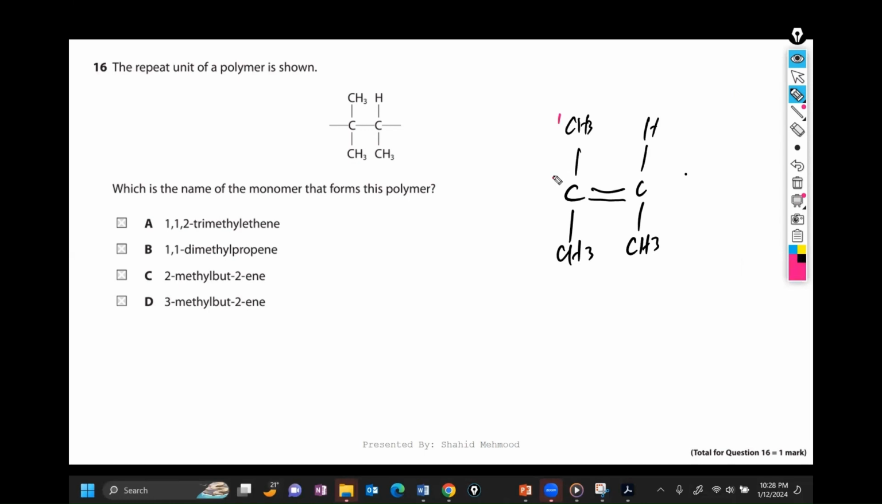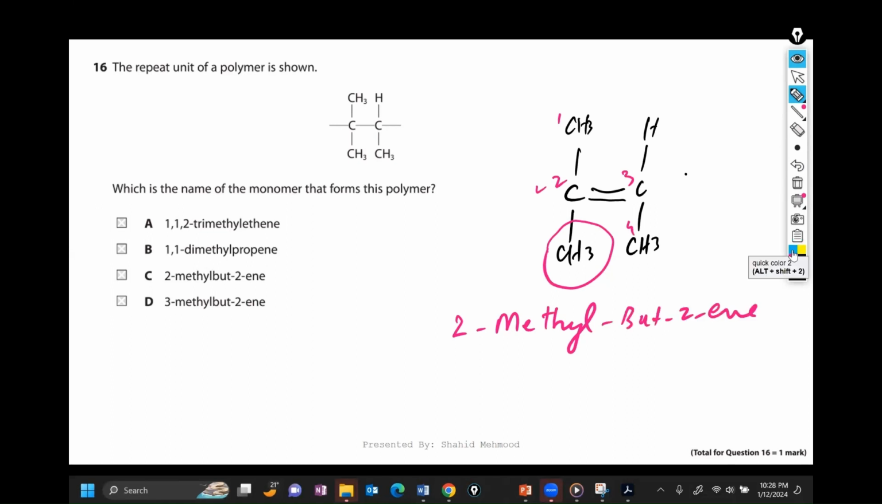So select the longest chain. So this is 1, this is 2, this is 3, and this is 4. Double bond is at second position, and this is a branch. So you can say 2-methyl but-2-ene, and you will reach your correct option. 2-methyl but-2-ene. Option C is the correct option.